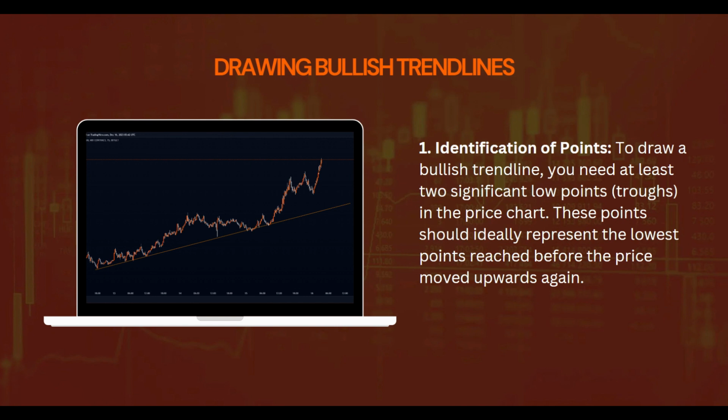Identification is the points in the low areas. So you need to have at least two significant low points or troughs in the price chart. These should ideally represent the lowest point reached before the price moved upwards again. So over here was the creation of the trend line. We moved in, touched it once, came up, came down, touched it again, came back, touched it again, and then broke out of this area here to the upside.